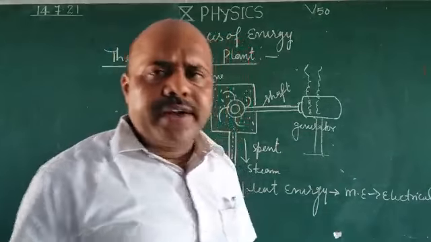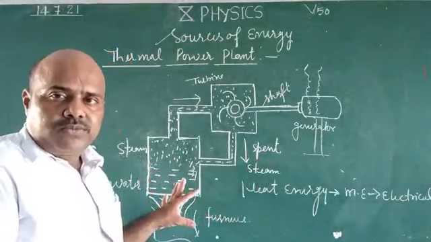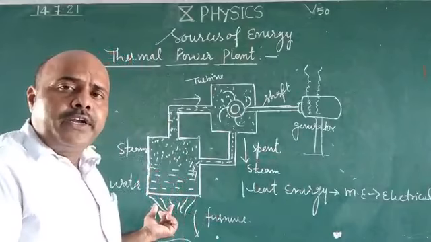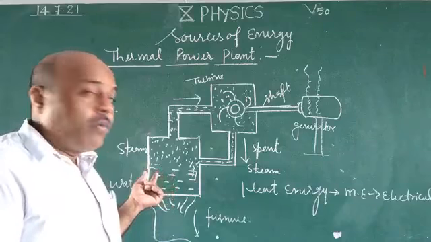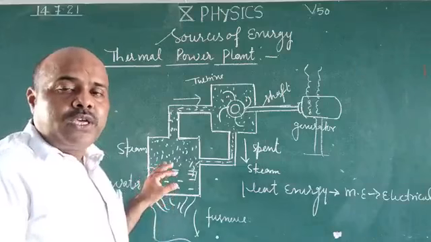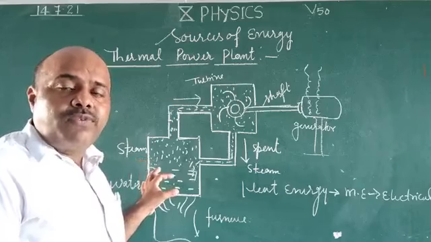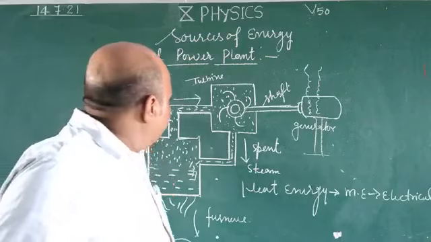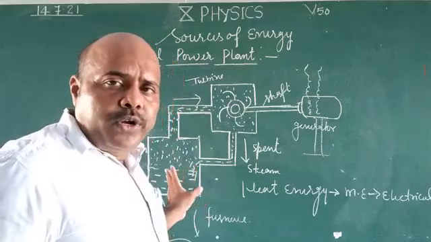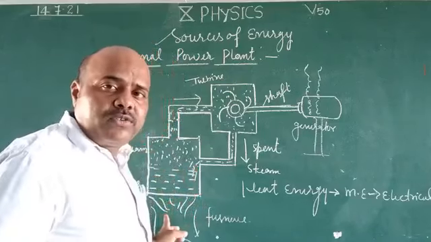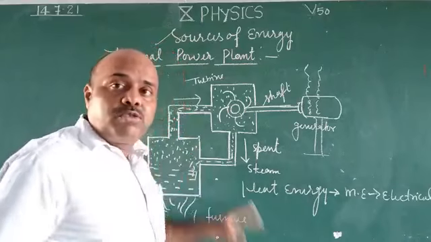Okay, dear students, what is the advantage of this power plant? First of all, it is less polluted. Here the heat is generated, so there is some pollution, but it is less polluted, and it is a renewable source of energy because here we can use water, which is a renewable source of energy. There is some amount of air pollution also, because when the fuel burns, the pollution generates, but it is a renewable source of energy.